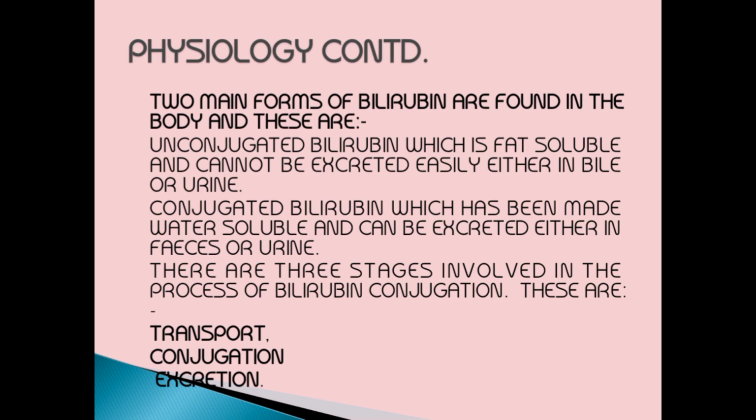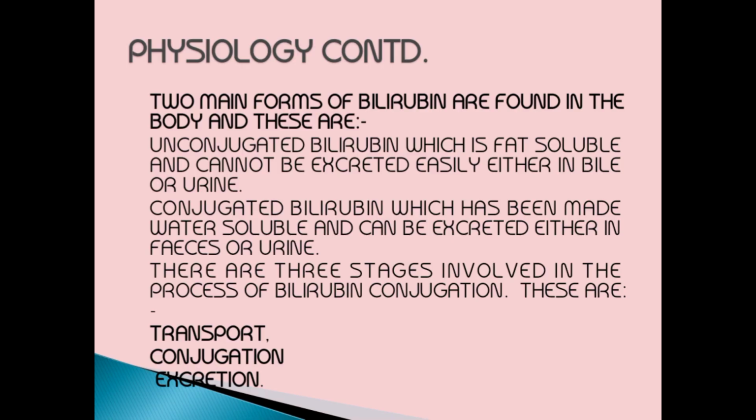So these are the two forms of bilirubin. But keep in mind that heme has been converted to biliverdin, then later converted again to unconjugated bilirubin with the help of the reductase enzyme.